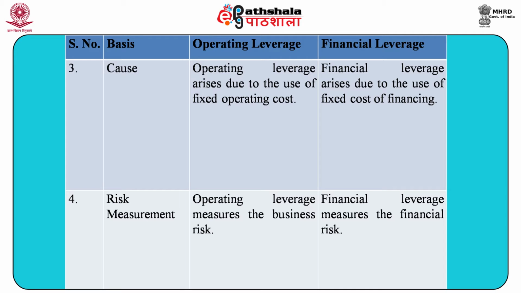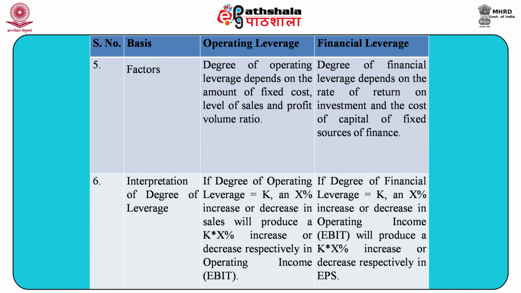3. Cause. Operating leverage arises due to the use of fixed operating cost, whereas financial leverage arises due to the use of fixed cost of financing. 4. Risk measurement. Operating leverage measures the business risk, whereas financial leverage measures the financial risk. 5. Factors. Degree of operating leverage depends on the amount of fixed cost, level of sales and profit volume ratio, whereas degree of financial leverage depends on the rate of return on investment and cost of capital of fixed sources of finance.